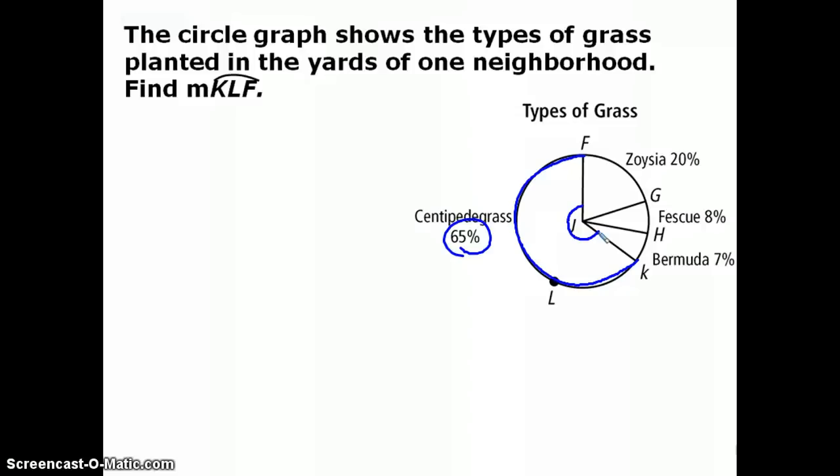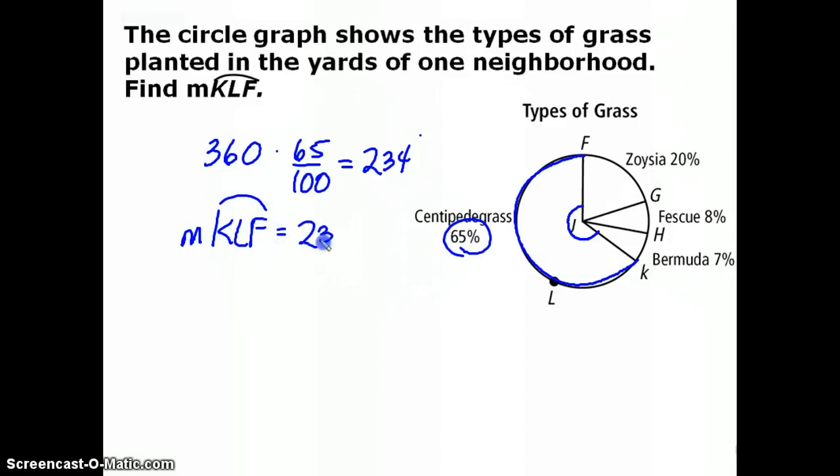So if we know that the whole circle is 360 degrees here, we can take 360 times 65%. And go ahead and grab your calculators, and indeed we're going to multiply that out now and get 360 times 65 divided by 100, and that's 234 degrees. So the measure of major arc KLF is equal to 234 degrees. So that's how you do it.